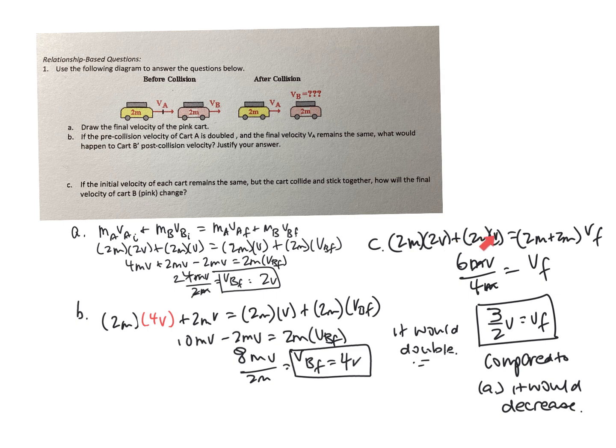So this gets added together, 4mv plus 2mv gives me 6mv. This is 4m, 2m plus 2m. I divide it to the other side. So I get 6mv over 4m. The m's cancel. I simplify this to 3/2, which is like 1.5 v. So what happened? Compared to A, he didn't speed up, he slowed down. He became 1.5 v instead of 2v. So compared to A, it would decrease.